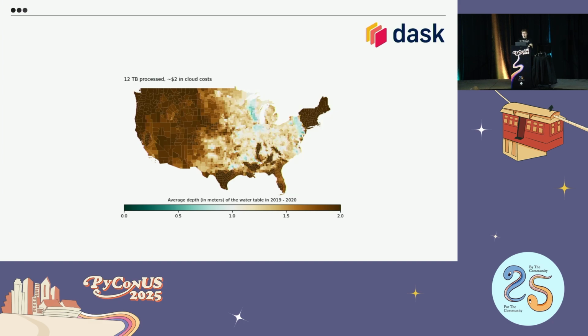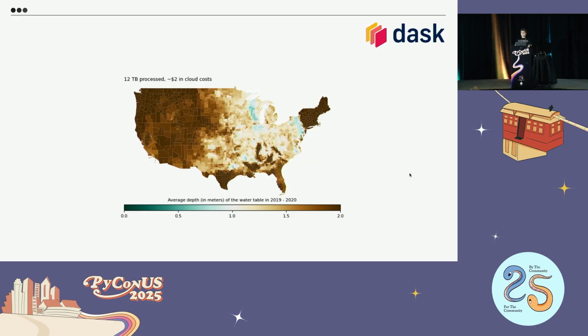And if you then look at the result that we can produce, this is the water depth in the United States for 2019 and 2020. Blue means the water is closer to the surface, while brown means that it's deeper down. Basically, the Great Lakes area is where you have the most water, while out in the west, where it's very dry, it's very, very brown.